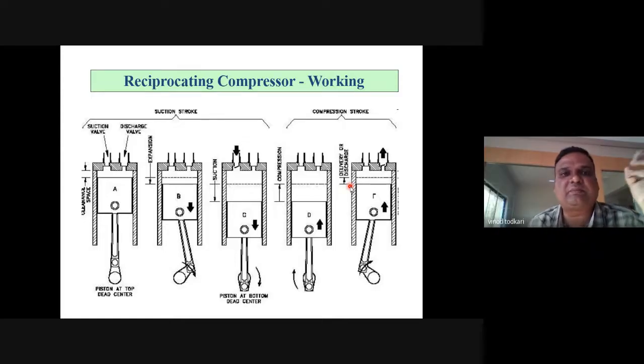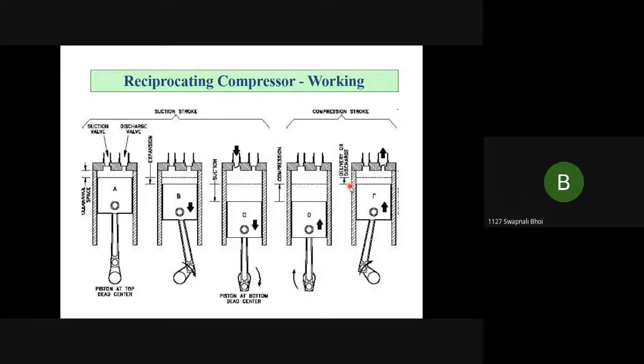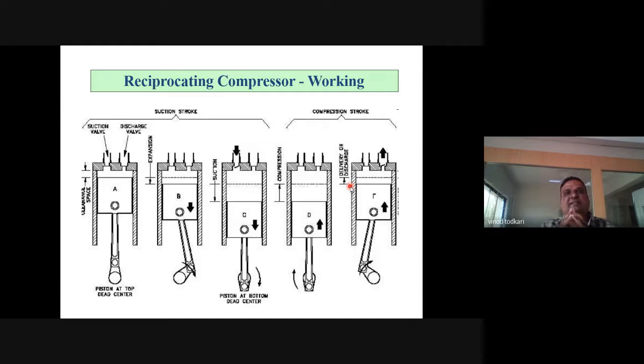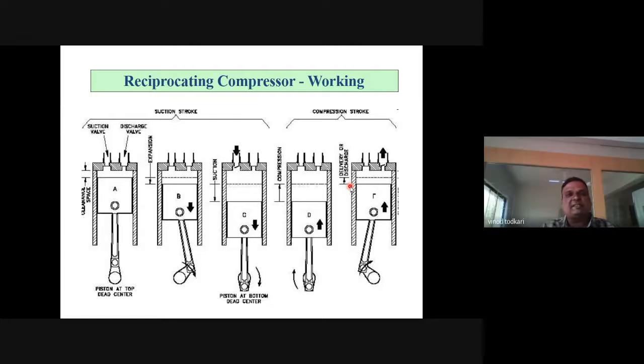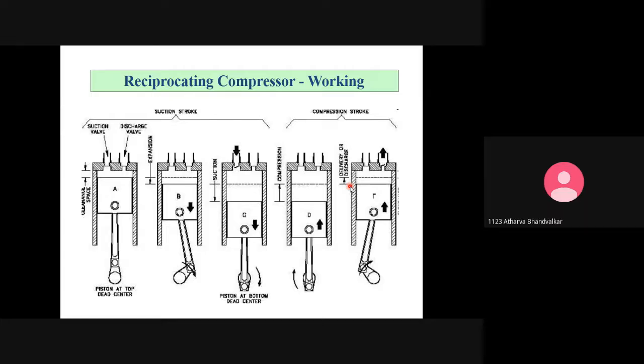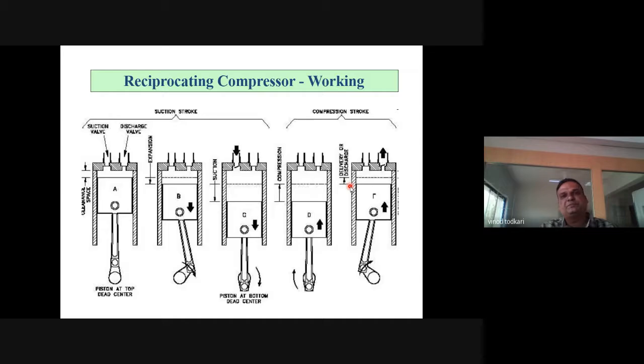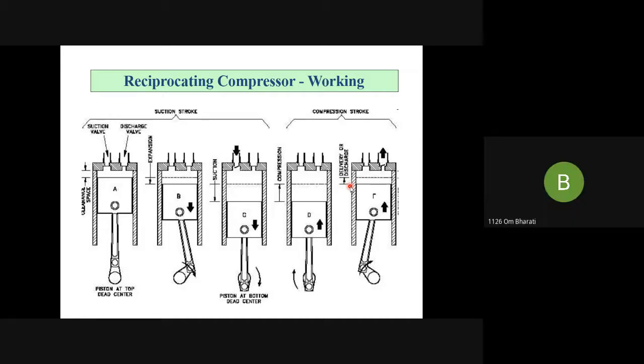Okay, initially we'll discuss components. Tell me, what are the components in a reciprocating compressor? Just tell me the names. Piston, yes, piston is there. Cylinder, yes. Connecting rod, yes, connecting rod is there. Then crank, crank is there. Good. Crankshaft is there. Good.